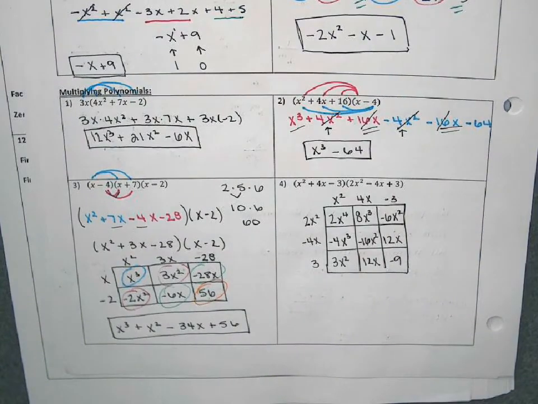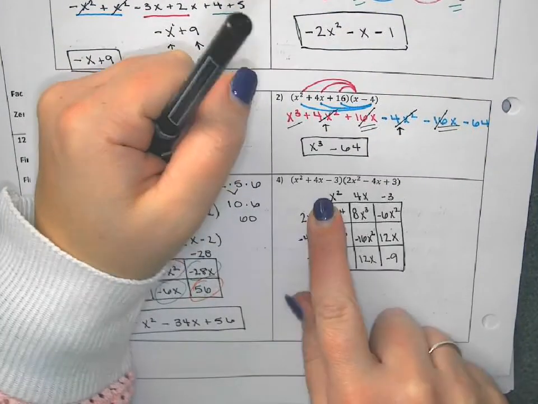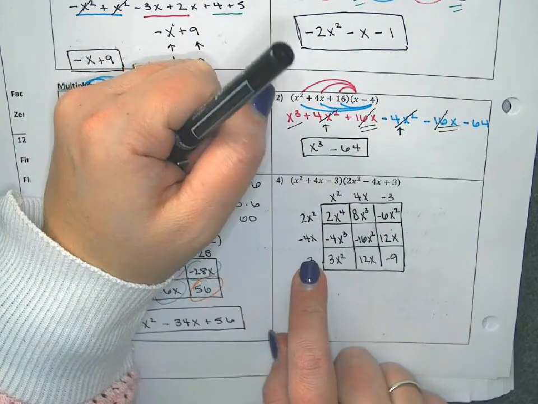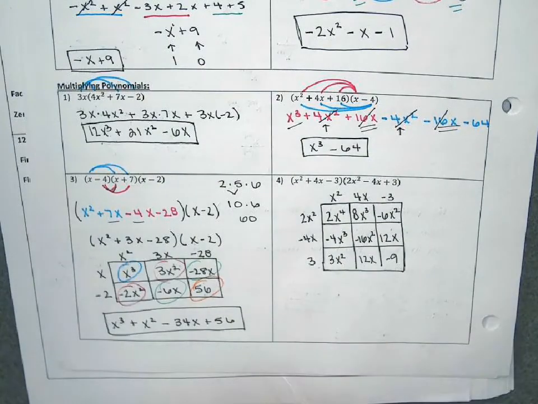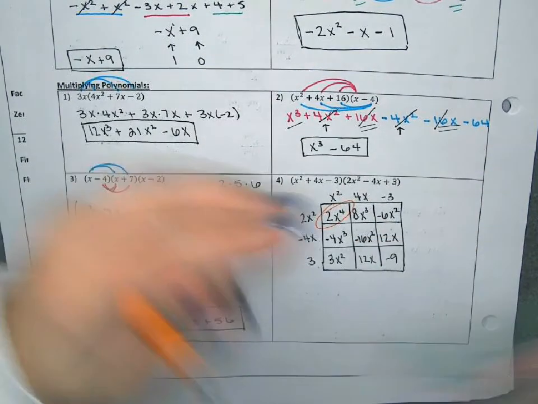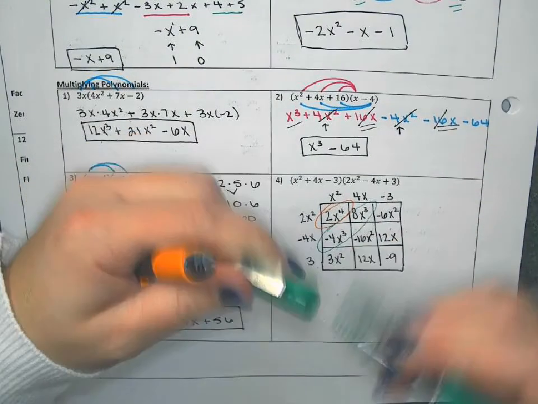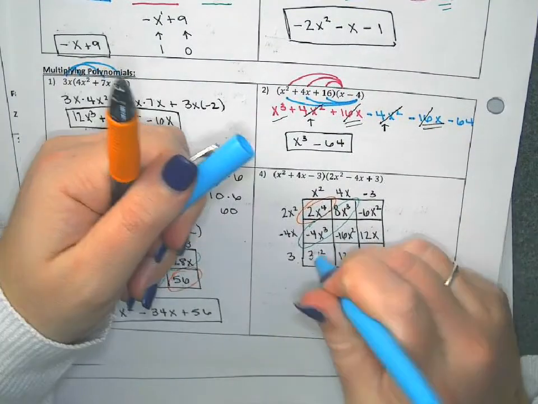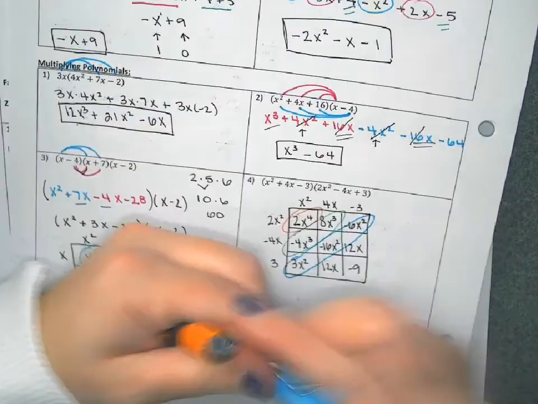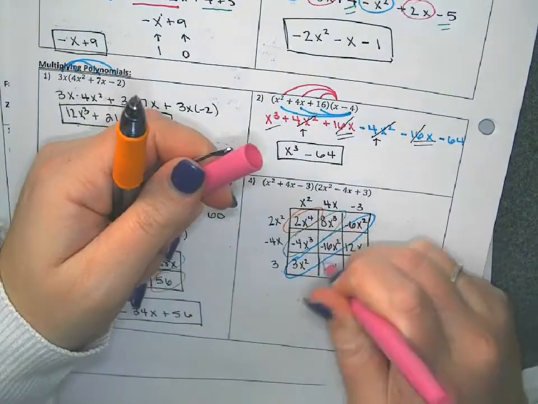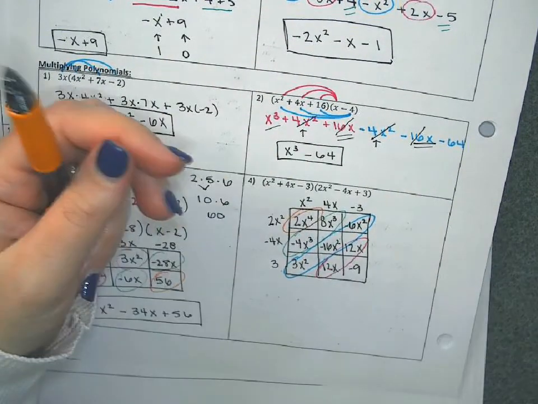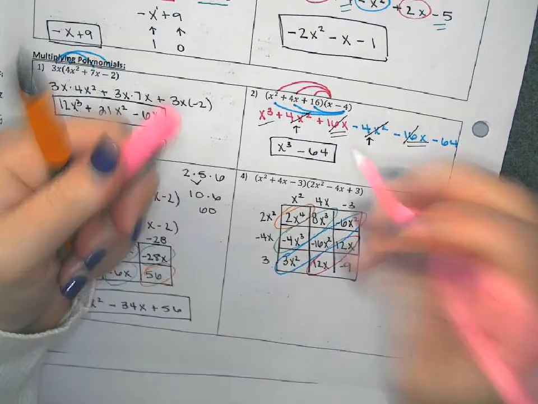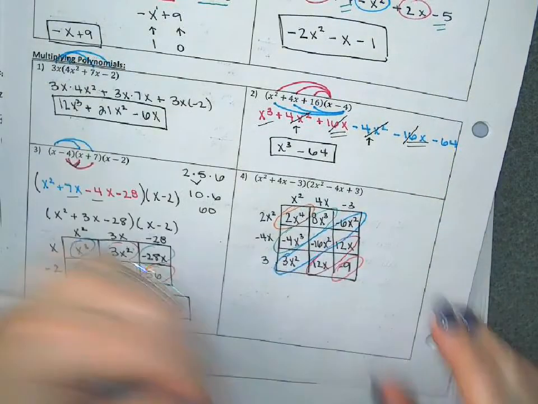Now, the nice thing about the box method is if you write the terms across the top and the terms down the side in order from highest to lowest, then your like terms are on this nice diagonal. And they should be in order if you start in order. These ones were given to us in order, so it worked out nicely. So now we can see all of our like terms.